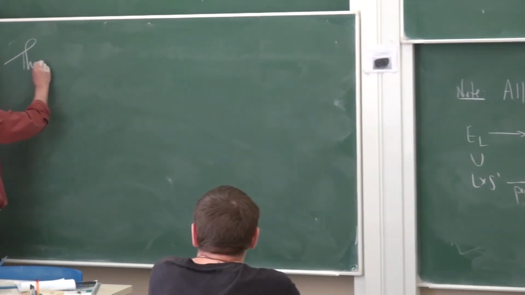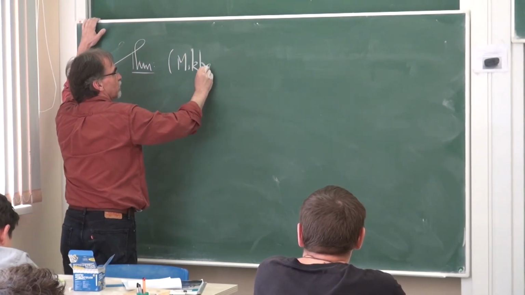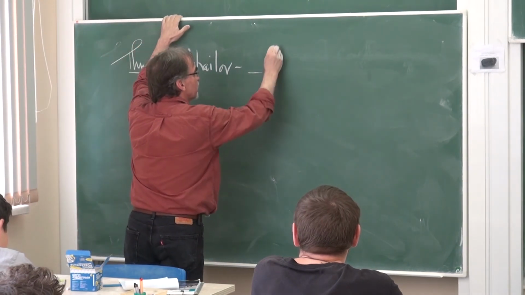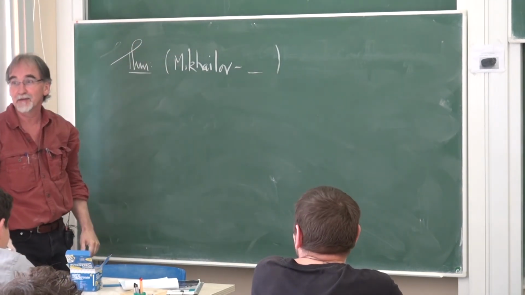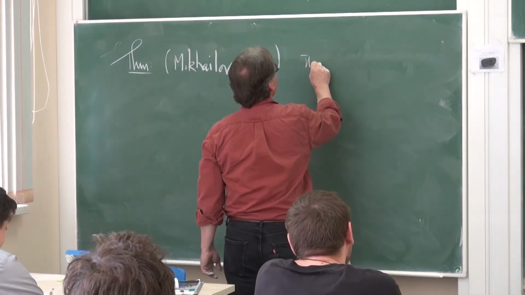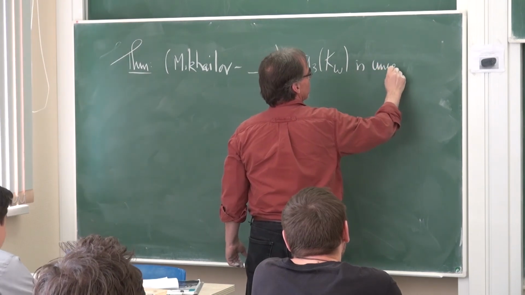Nonetheless, I do have a new theorem, or rather, we have a new theorem. Mikhailov and myself, Roman and I, can prove that pi 3 of K omega is uncountable.